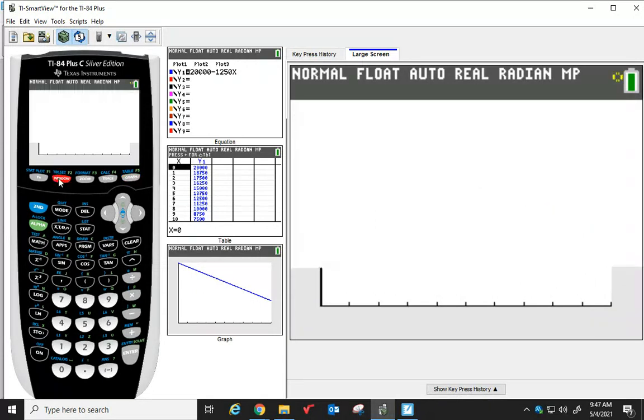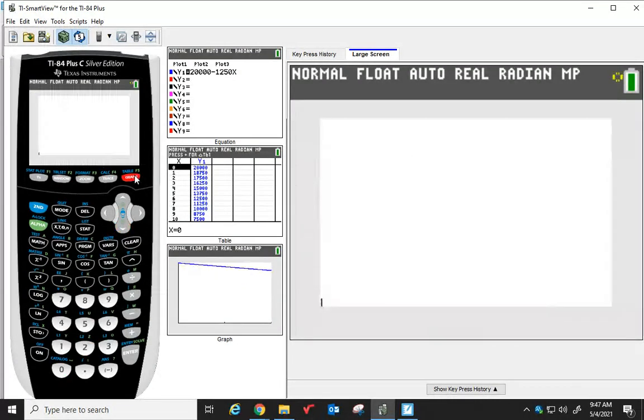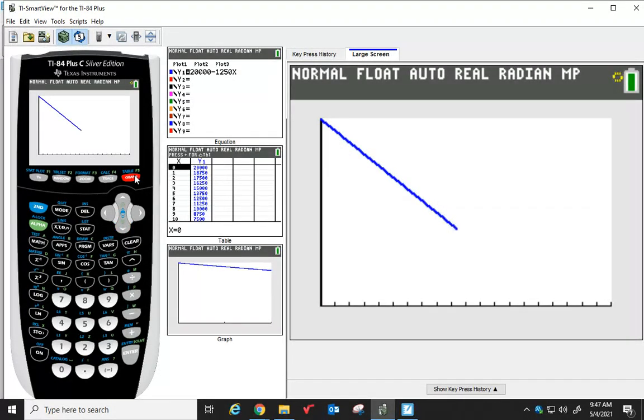So I'm going to go back to the window setting. And let's change the x max to like 20. Go ahead and graph that. Okay, that looks pretty good. Now I'm going to make one small adjustment because we're going to have to use some calculator features where we actually need to make a left bound to the left of the x-intercept and to the right of the x-intercept.